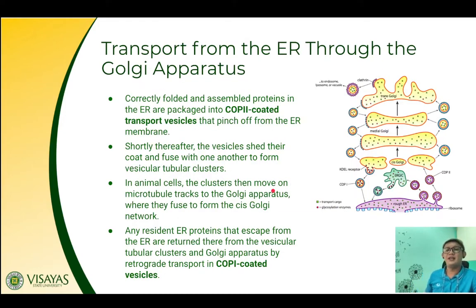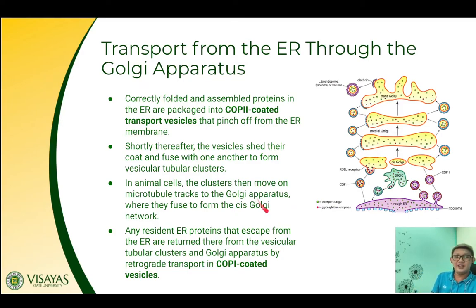So, how is the transport from the ER through the Golgi apparatus? We know that this is already mediated by COPII coated transport vesicles. They pinch off from the ER, okay, and the vesicles shed their coat and fuse with vesicular tubular clusters. So in animal cells, the clusters then move on microtubule tracks to the Golgi apparatus, where they fuse to form the cis-Golgi network.